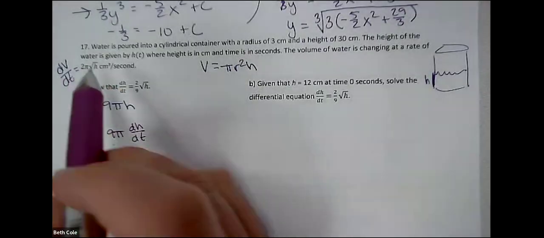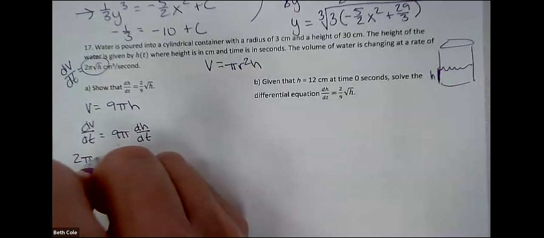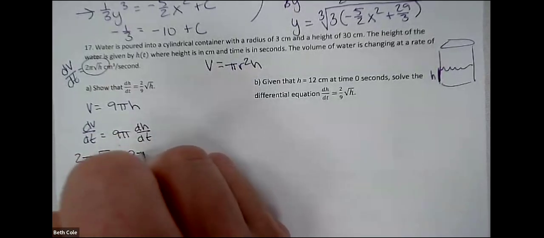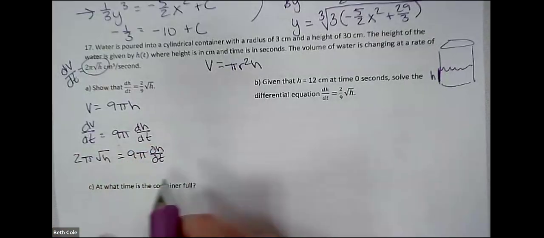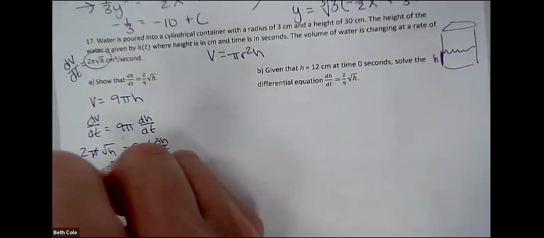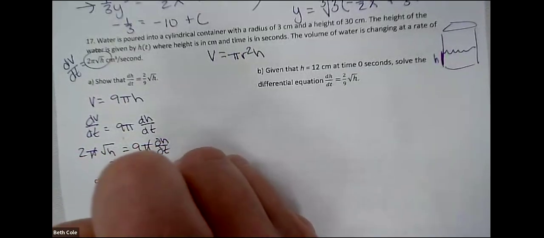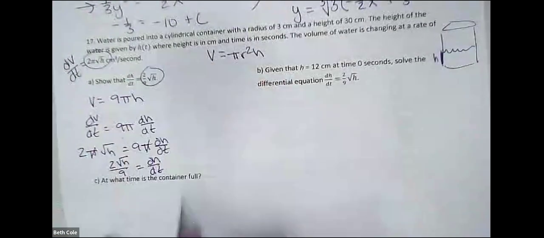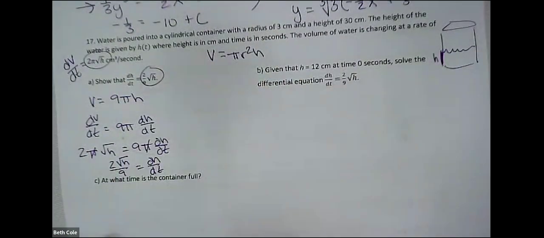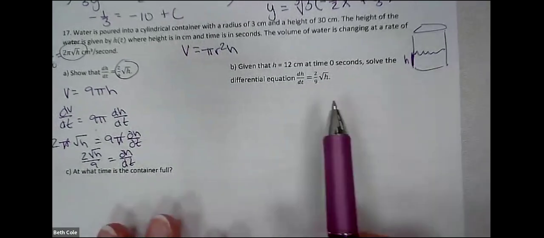We have dv dt, it's this. So we're going to plug that in for dv dt, and then we're going to solve for dh dt. Conveniently, these pi's cancel. All we have to do is divide over the 9. And if you check, that is what we were supposed to get. So you have the answer ahead of time. You're kind of proving that that is what the answer is.